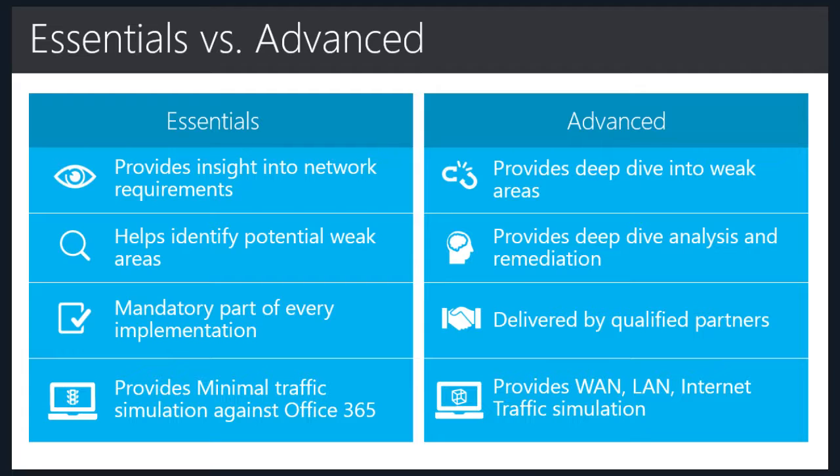Now, the advanced offering is a partner offering that's really providing a deep dive into weak areas. That might be a remediation. They might be able to provide you with new network kit where needed. They're delivered by qualified partners, and if you would like to do a network assessment, they can not just do a minimal assessment against Office 365, but they can supply you with a complete assessment that also takes care of the WAN, the LAN, and the internet, and they can do a full load traffic assessment.